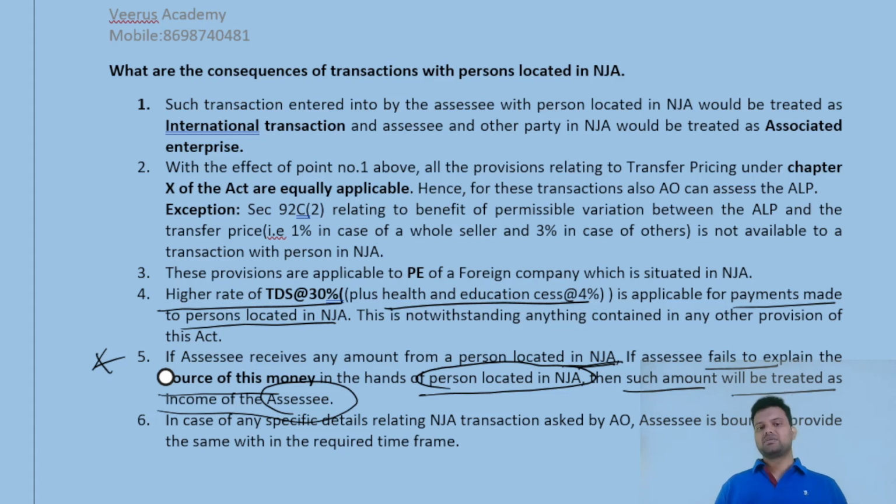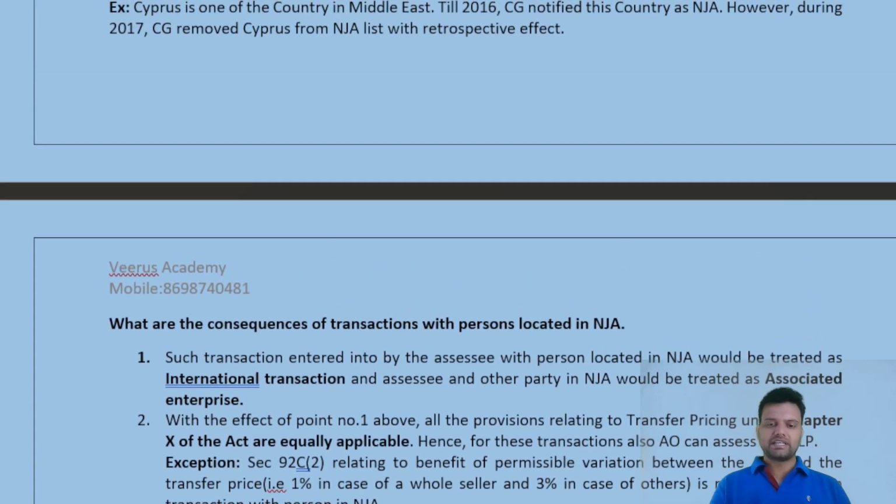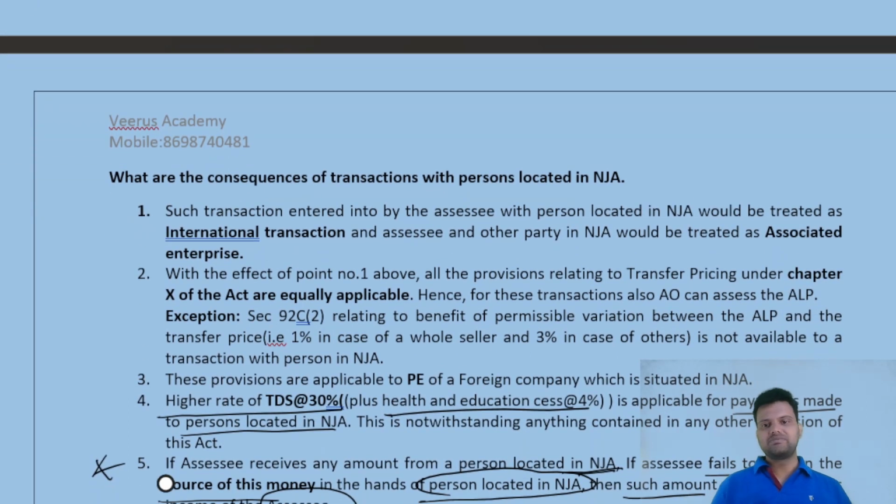In summary, what is this provision all about? Section 94A says that if the assessee is dealing with any person, any transaction with a person in the NJA, the same needs to be treated as an international transaction, and both are treated as associated enterprises, and all the transfer pricing provisions are applicable. That was covered in point number 1 and point number 2.